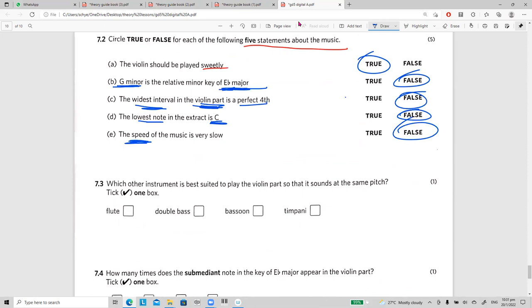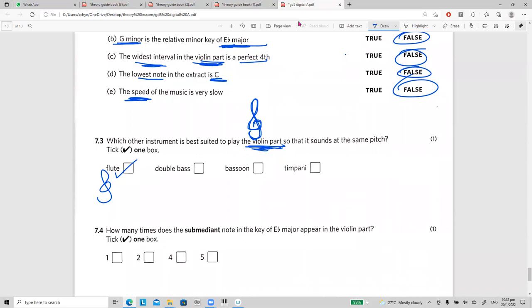Which other instrument is best suited to play the violin part? The violin part is using treble clef. So when they ask you this, they're asking which other instrument is also using this clef. You must know what the clef is. Violin uses treble clef. So over here, only the flute is using treble clef. The rest are all bass clef. So only the flute is correct.